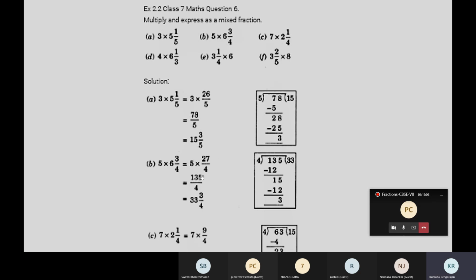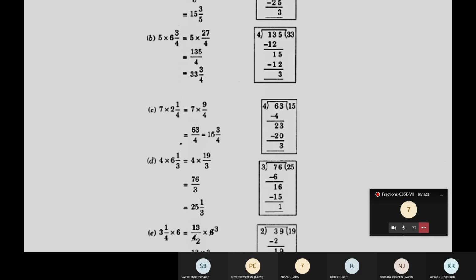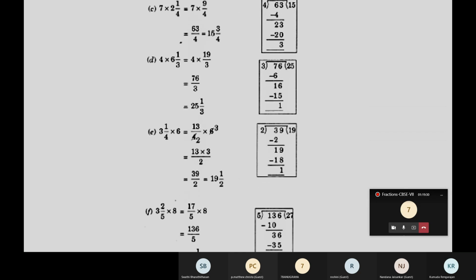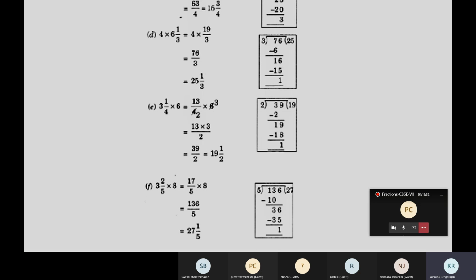5 into 27 is 135. 1 into 4 is 4. 1 you don't see there, but you can just imagine that in your mind. 5 means 5 by 1. So 5 into 27 is 135 and 1 into 4 is 4, and then mixed fraction. All these are similar.